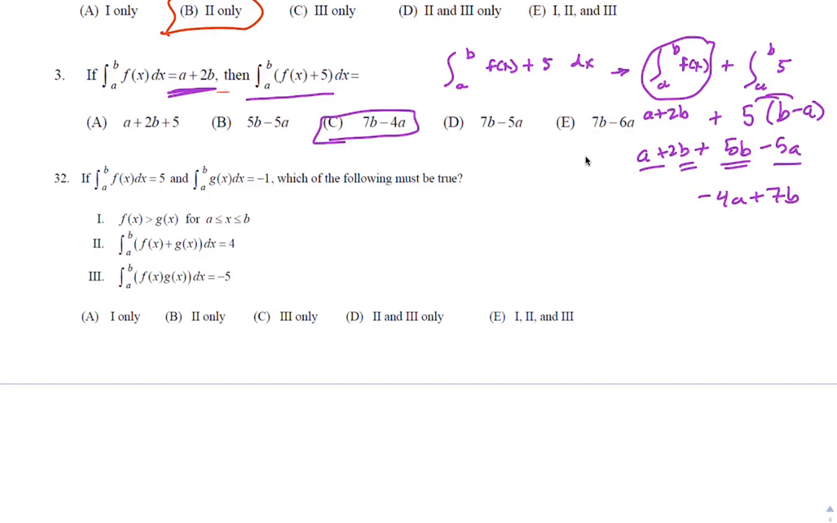That's a fun one. Okay, last one. If the integral from a to b of f of x equals 5, and the integral from a to b of g of x equals negative 5, which of the following must be true? Again, must be true. Not can be true, must be true. So let's work with one that's obviously not true. That's this one right here.